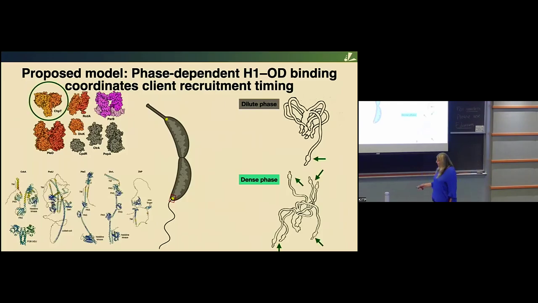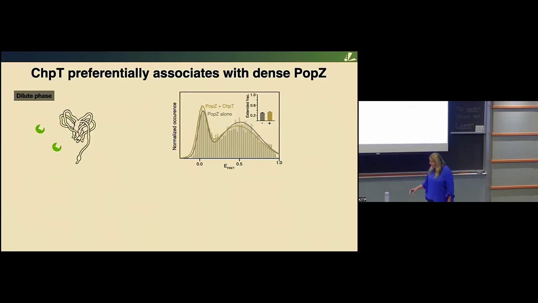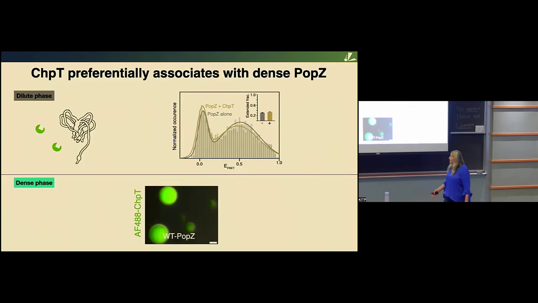So to test this idea, we took one of those clients, ChIP-T, that is very important for cell cycle control. What I'm going to show you now is that in the dilute phase, ChIP-T doesn't bind POP-Z, which I'm showing you here through single molecule FRET: addition of ChIP-T doesn't change the POP-Z FRET profile, and we showed it also through many other ways. So that's what's happening in the dilute phase. But in the dense phase, ChIP-T is totally inside the POP-Z condensate, 100%.